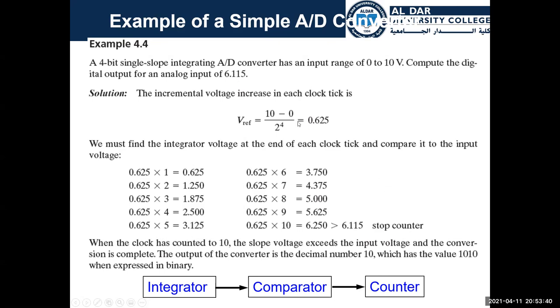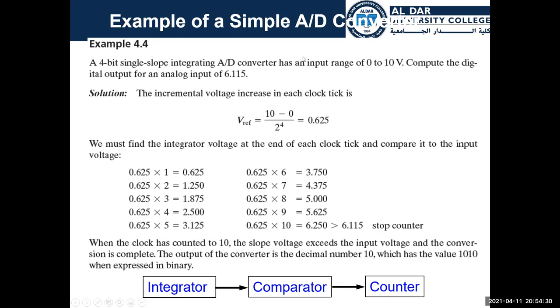I have a different approach to this problem. It's very straightforward. You can make it very straightforward. For example, we can use this range. We can divide it by the 6.115. We can divide it by what? We divide 10 over 10. I mean, we divide this range over the 10.